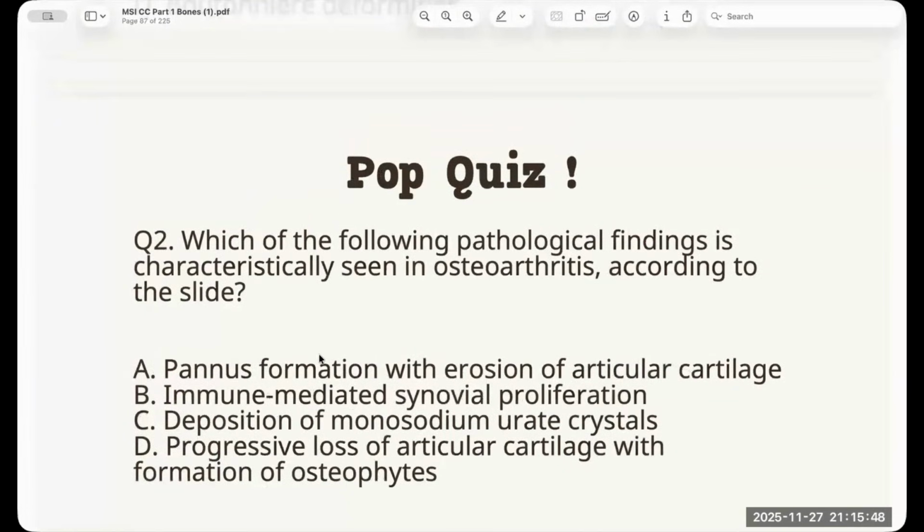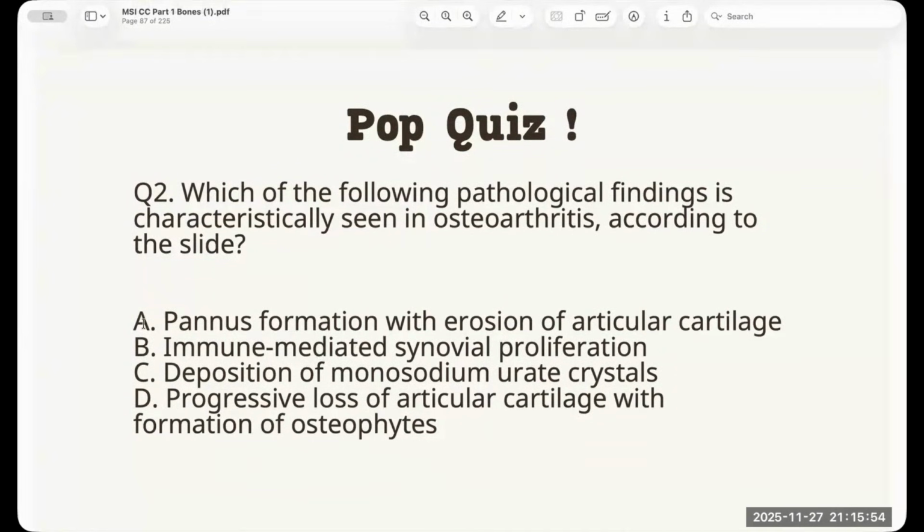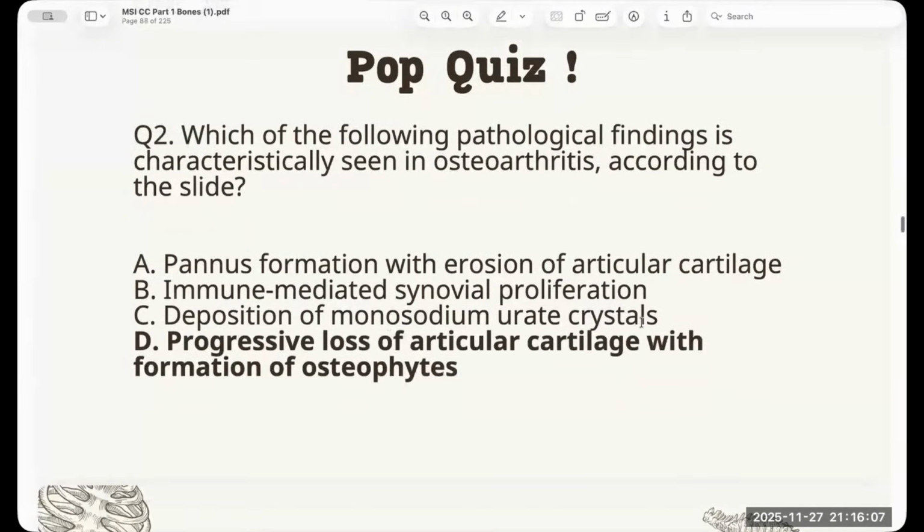The second question is, which of the following pathological findings is characteristically seen in osteoarthritis? So there's pannus formation, synovial proliferation, monosodium urate crystals, and progressive loss of articular cartilage. The answer is D. Monosodium urate crystals are for gout. Pannus formation, we will be talking more about later. All right.